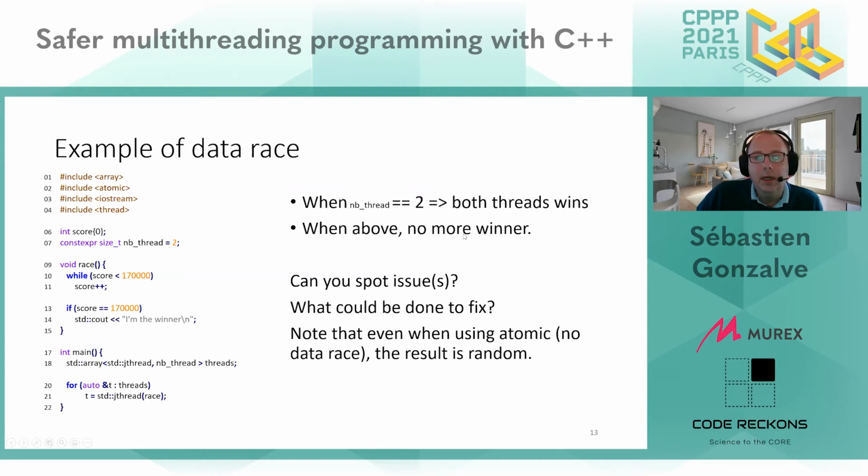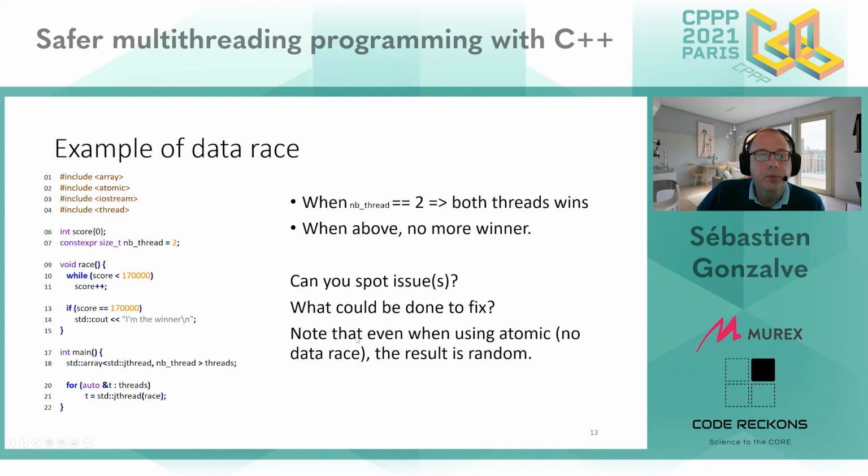So when the number of threads is 2, on my machine, I have 2 winners. Both are here and say, I am the winner. 2 lines printed like this. So it could be quite awkward at first sight. And when I put a bigger number here, there are no more winners. So the issue here is that the access to score is not synchronized or protected in any way between those threads. So the tests here, the while and the increment here, are doing things that are wrong.